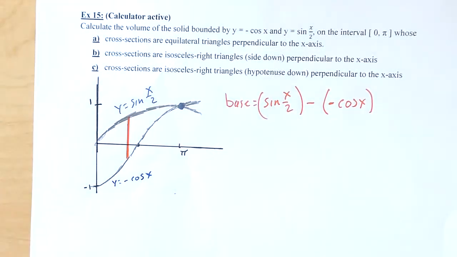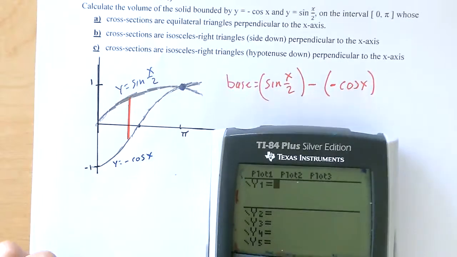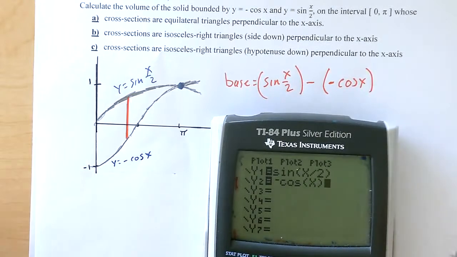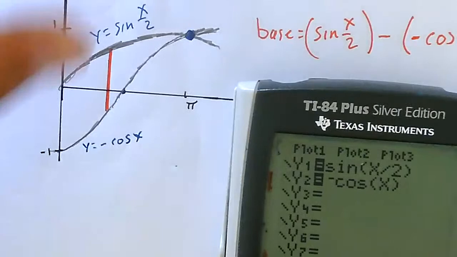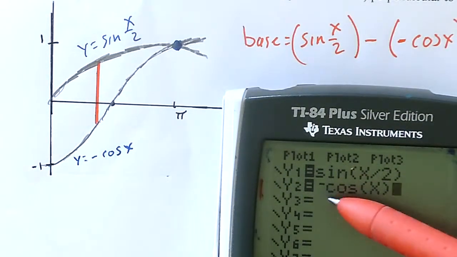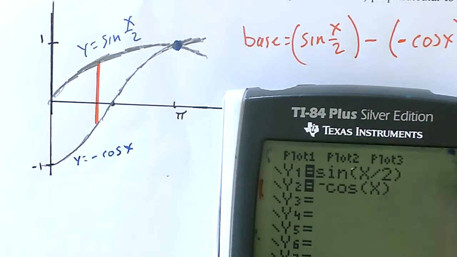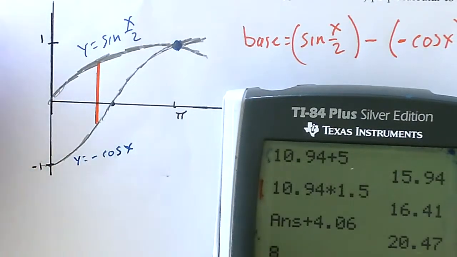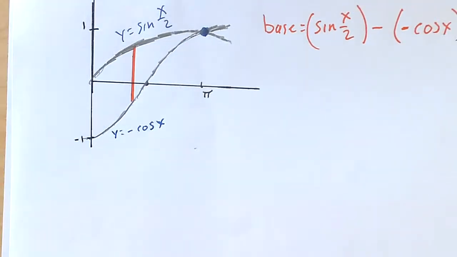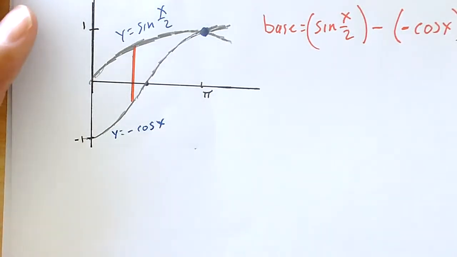Now, I thought I had this earlier and I didn't, so I need to kind of catch up here. I think I cleared it because I wanted to enter those into my calculator. So I'm entering into my calculator the sine of x over 2 and the bottom one as negative cosine of x. So that when I integrate using my calculator, let me set it up first, it'll be a lot faster. So let's see, part A.